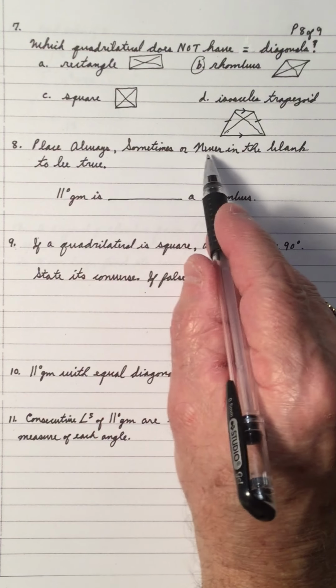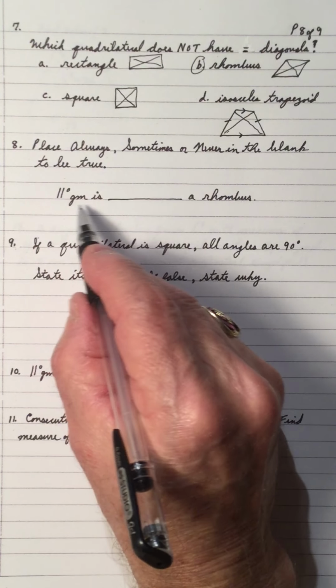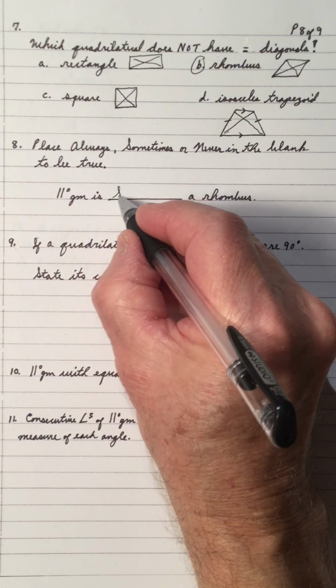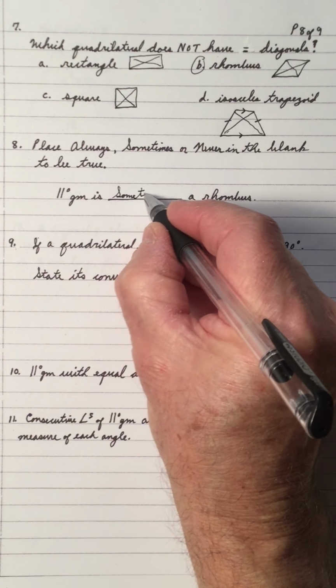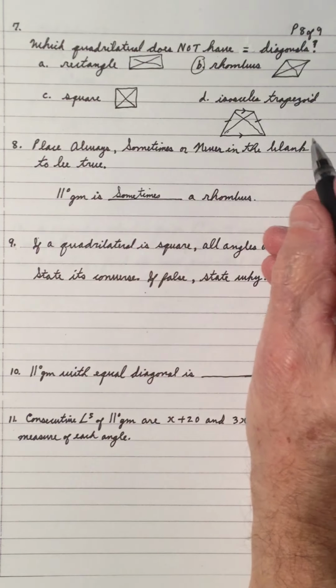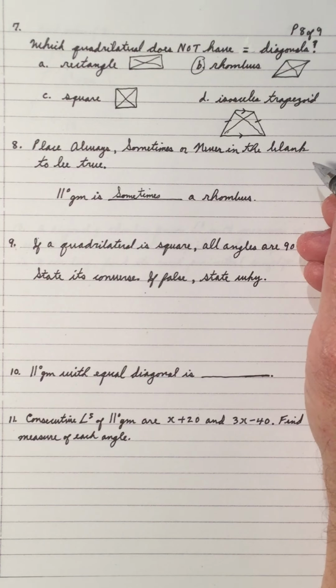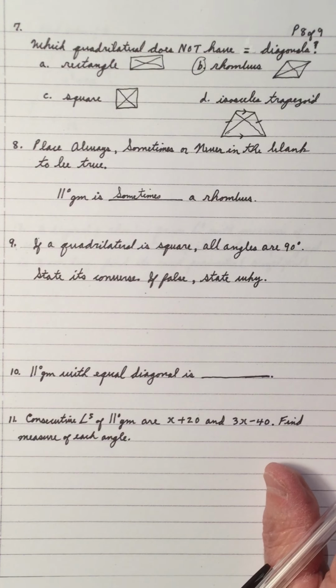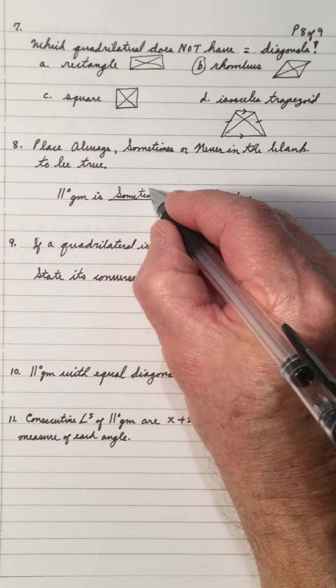Place always, sometimes, or never in the blank to be true. A parallelogram is always, sometimes, or never a rhombus. Sometimes. A parallelogram is sometimes a rhombus. If you took a parallelogram and made the adjacent sides equal, you get a rhombus. So all parallelograms don't have all sides equal, but they do sometimes.